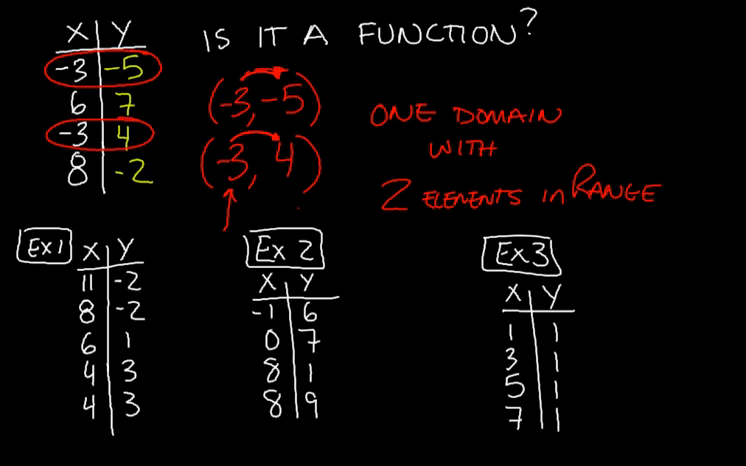All right, so the first one, yes, this is a function. Every element of the x has one matching thing in the y's. Every domain has one matching element in the range. 11 and negative 2, 8 and negative 2, 6 and 1. It's okay here that these are both having negative 2 as their range. It's just saying 11 likes negative 2, 8 likes negative 2. That's okay. Two people can like the same person. You just can't like two different people.